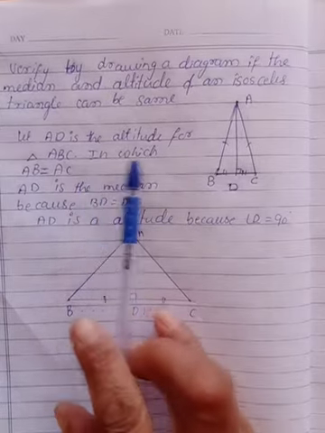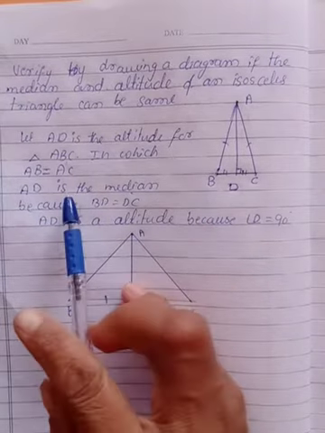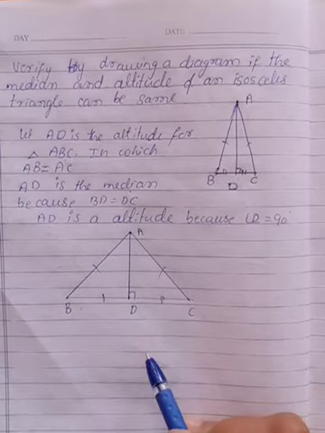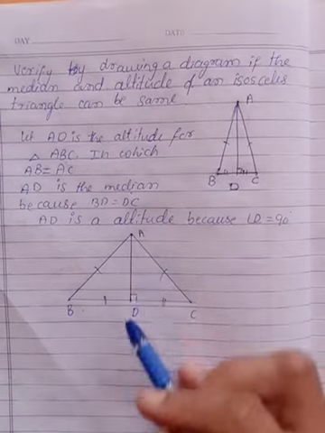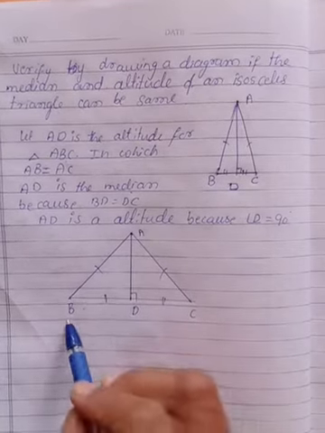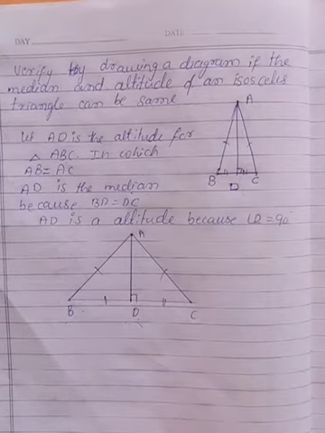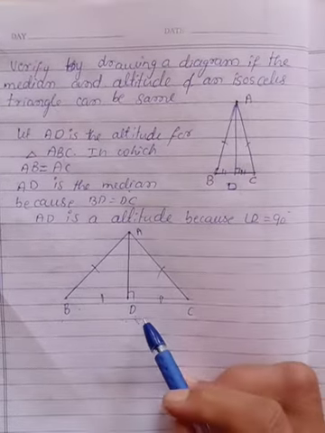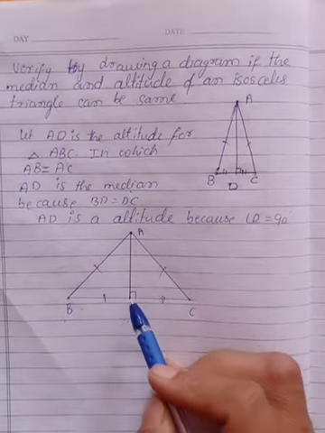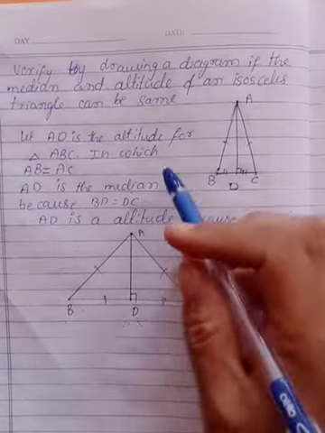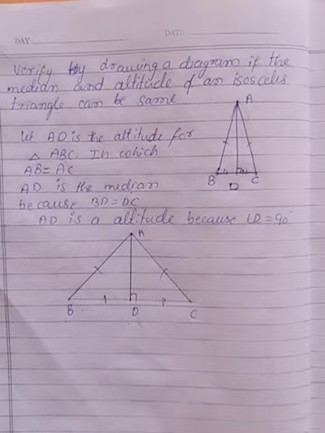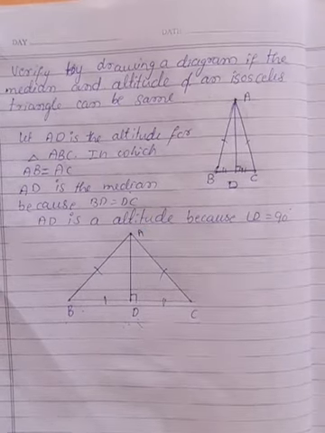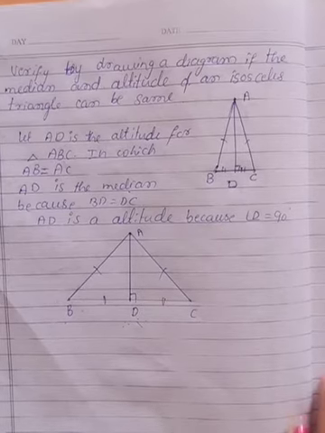So, for the proof part, AD is the altitude for triangle ABC in which AB is equal to AC because it is an isosceles triangle. AD is the median because BD is equal to CD, while constructing we came to know. Therefore AD is a median, and even here we have drawn a perpendicular, angle D is 90 degrees, so it is an altitude also. Clear? So these are the problems of the first exercise.